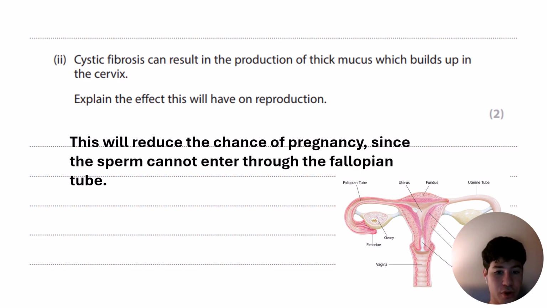So the sperm must travel in this direction, or this direction, and enter the ovary. So if there is mucus over here, it will create a blockage.